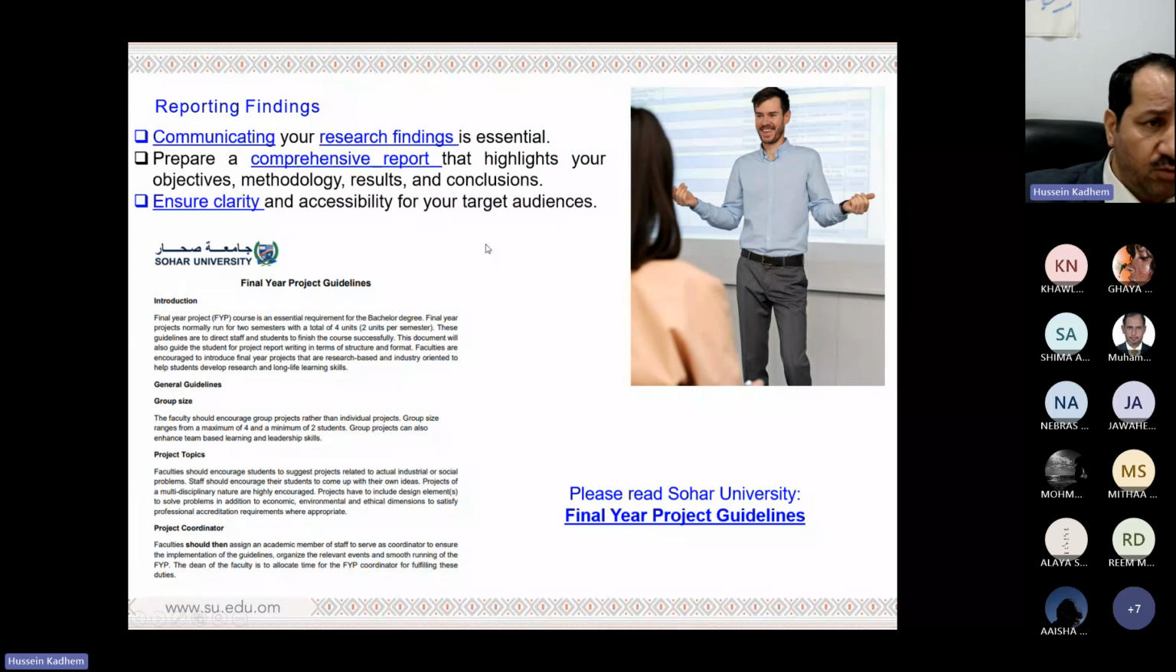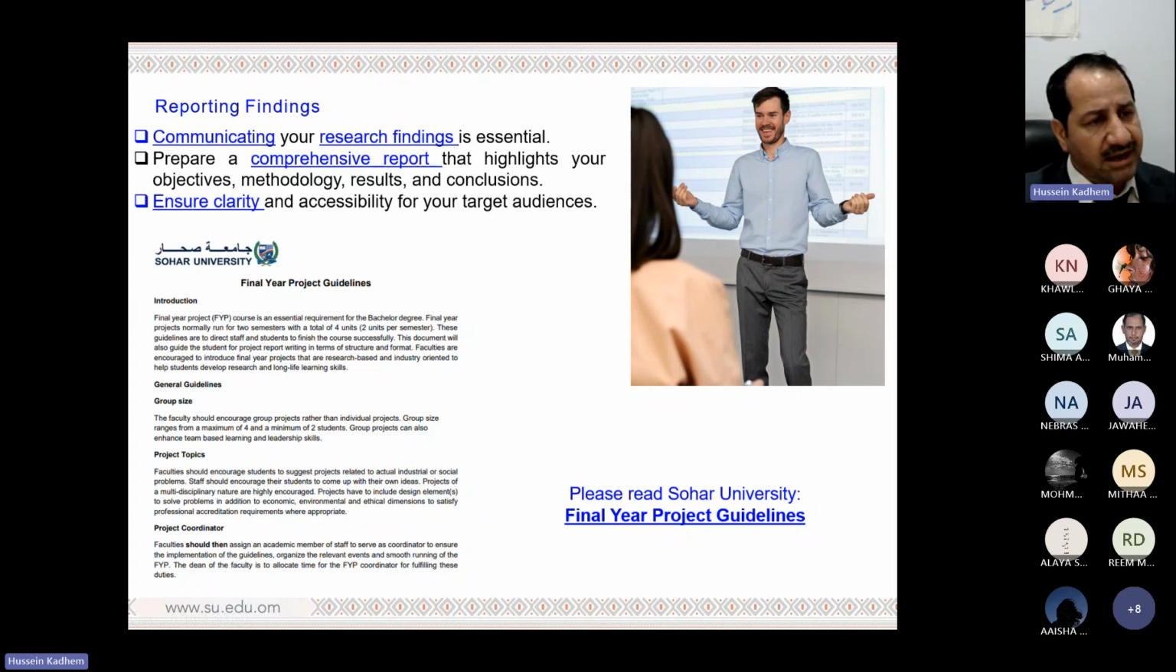Report findings. Now, when you write your report, I also give another piece of advice. Please read the final year project guidelines. There are guidelines produced by Sohar University for students. This is just the first cover page. I usually put the cover page here and read the report, because it takes you through the report writing: the line spacing between lines, font type, size, color, sections, subsections, and figure and table captions.